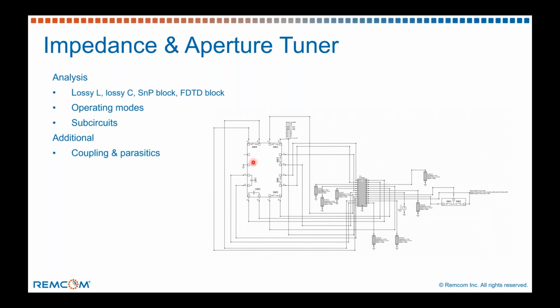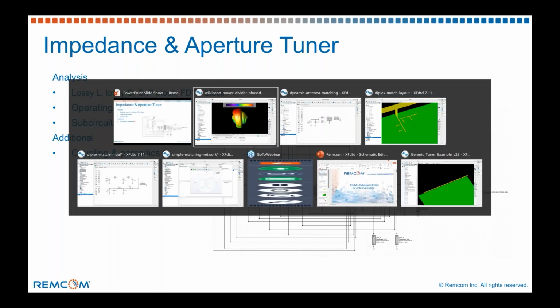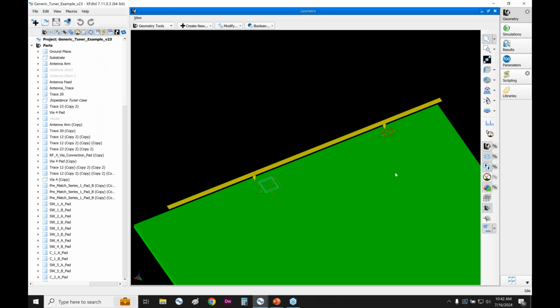Where we are representing an impedance tuner as well as an aperture tuner within our subcircuits, and then using them with the rest of the schematic. In this case, we're going to jump straight to the layout on the PCB board to cover the parasitics and the coupling. And so let me go ahead and open this project.